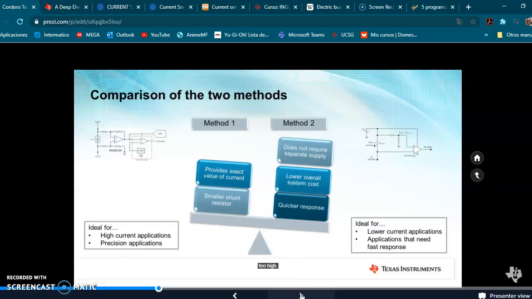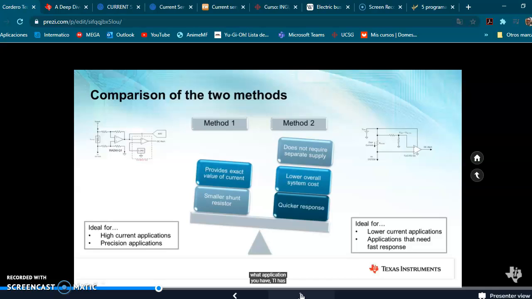Method 2 is great for lower cost systems that simply need to do a quick check if the current is too high. Method 2 is easy to design and is fast acting, making it ideal for any application that does not require precision reading of the current. It is also preferable in lower current systems that can afford the larger shunt resistor power loss.